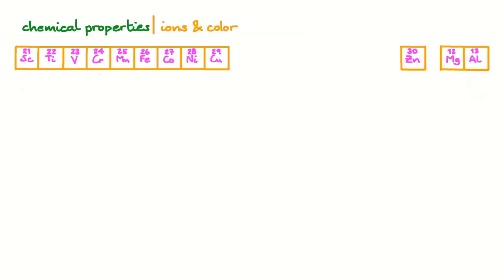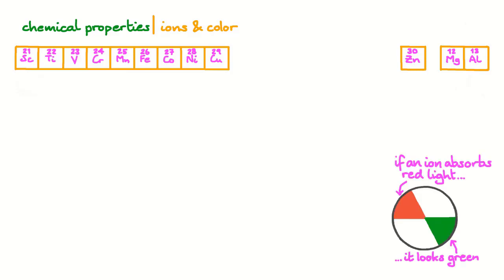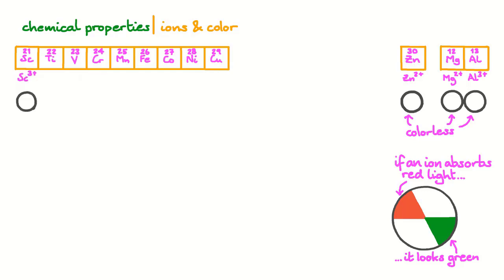The other striking feature of transition elements is the variety of colors of their compounds. If we look at the color, we can predict what frequencies of light the ion is absorbing. For instance, an ion that absorbs red light looks green. Ions of zinc, magnesium and aluminum have no color whatsoever. Scandium 3+ is also colorless. But solutions of titanium 3+ are purple.